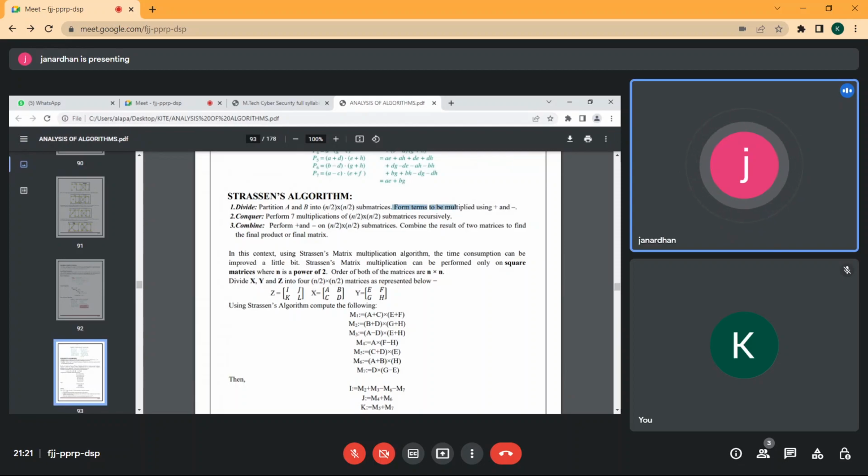Form terms to be multiplied using plus and minus. Okay, terms మనం యూజ్ చేసుకునేప్పుడు ప్లస్ మైనస్ ఆపరేషన్స్ యూజ్ చేయాలి. Conquer: perform 7 multiplications of n by 2 into n by 2 submatrices recursively. Next, combine. Perform plus and minus on n by 2 submatrices. Combine the result of 2 matrices to find the final product or final matrix.